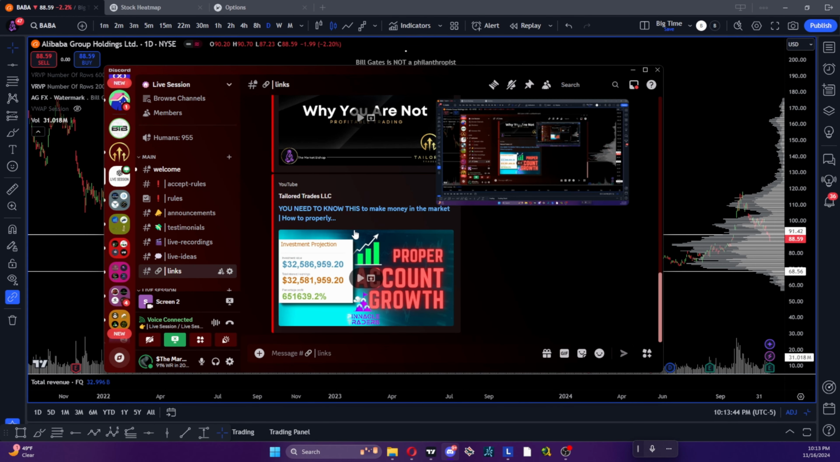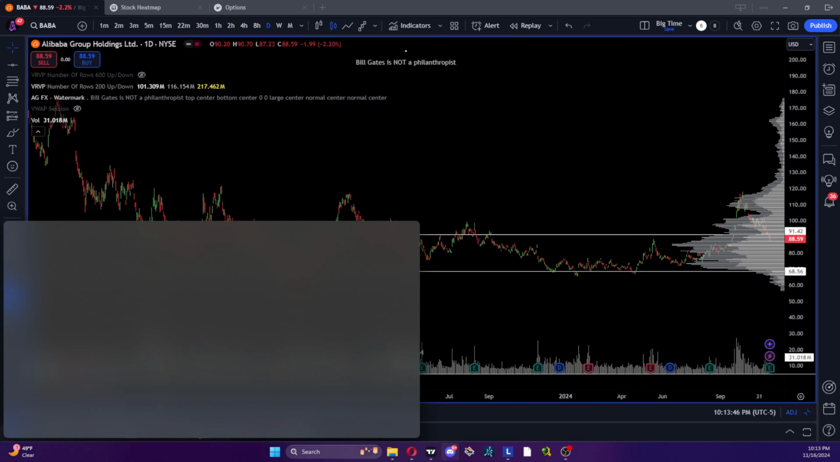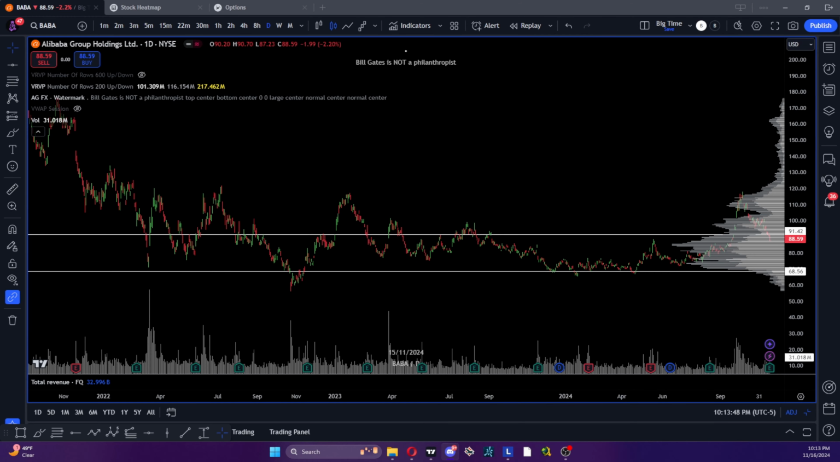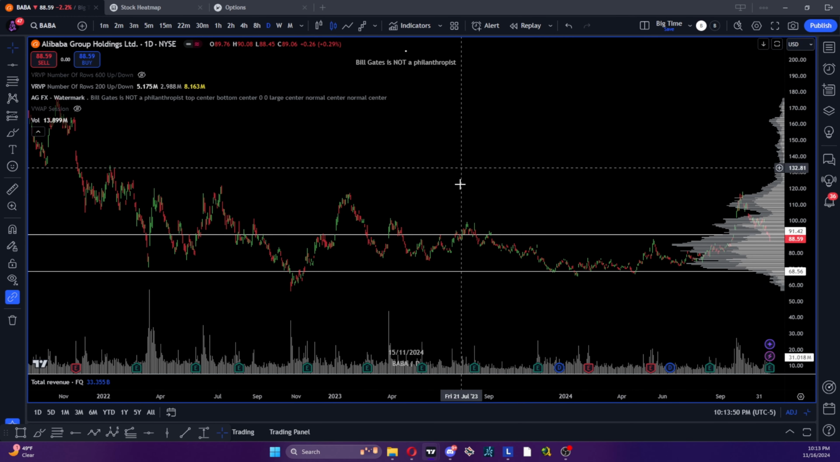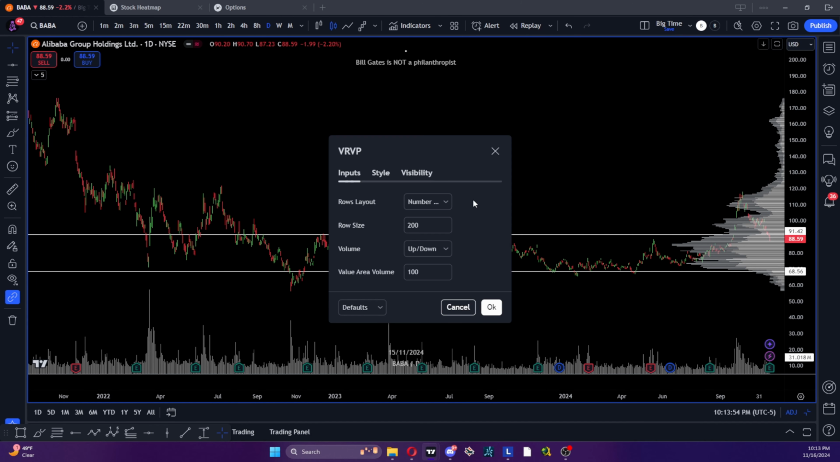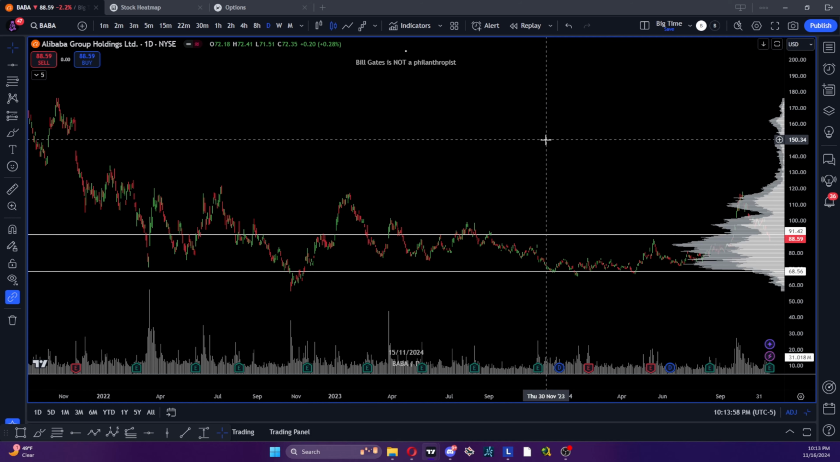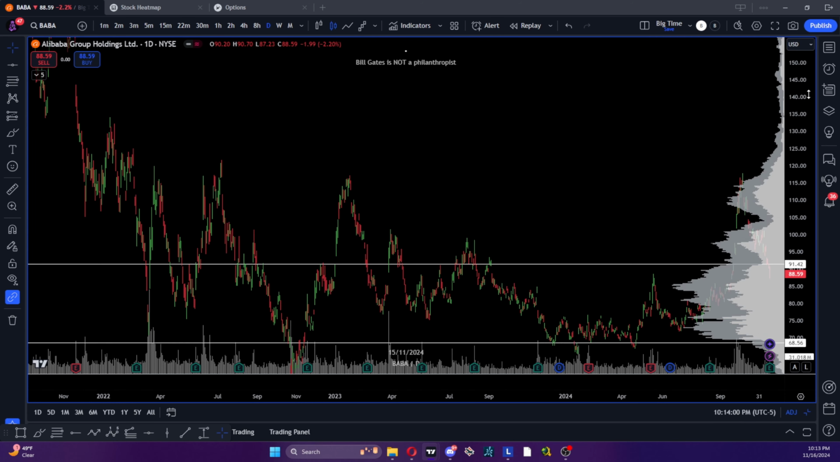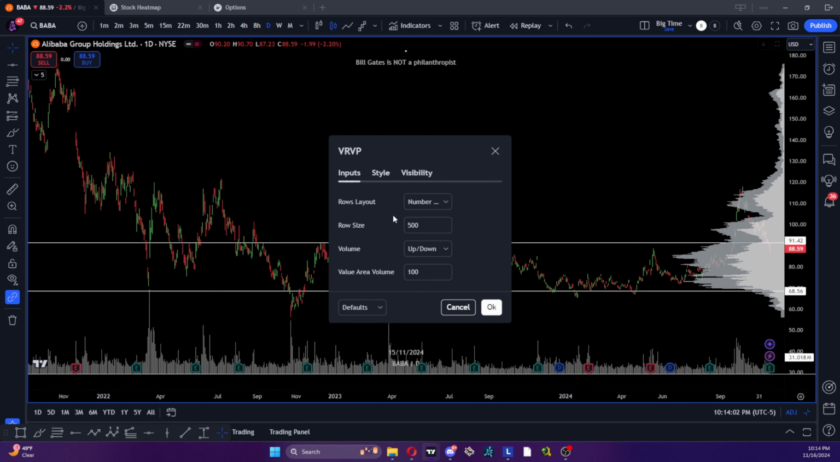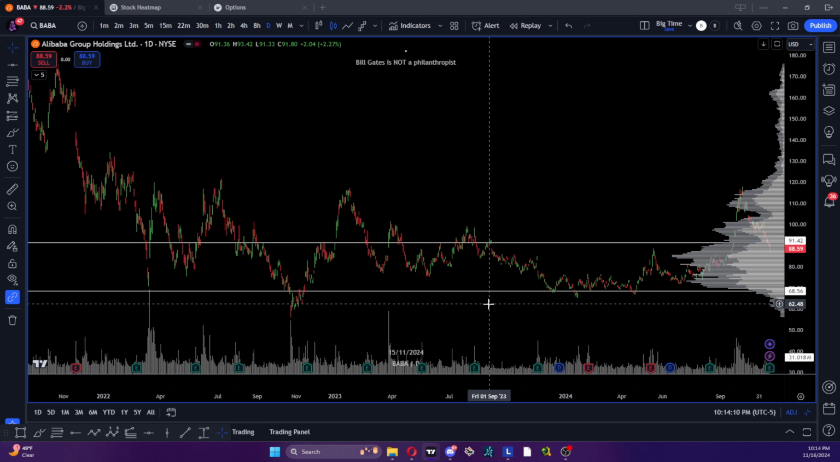This is where I'll post the settings, because I think JP used similar settings as well, right? Yeah, I used to use 500, but I switched it to 200. Yeah, I mean, it doesn't really matter. There's no wrong answer. I think I personally just use 200. But yeah. Any last questions about VRVP?